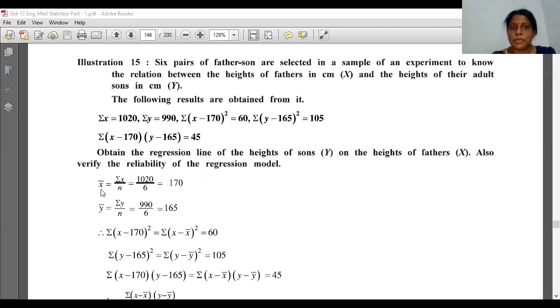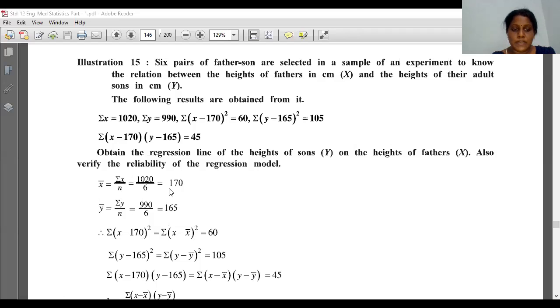Now if you have to find, first step is to find the x bar, right? Mean you have to find. X bar equal to sigma x upon n, that is 170. Y bar equal to sigma y upon n, that is 165. And sigma (x minus 170) the whole square equal to sigma (x minus x bar) the whole square. See here, we have taken here 170.